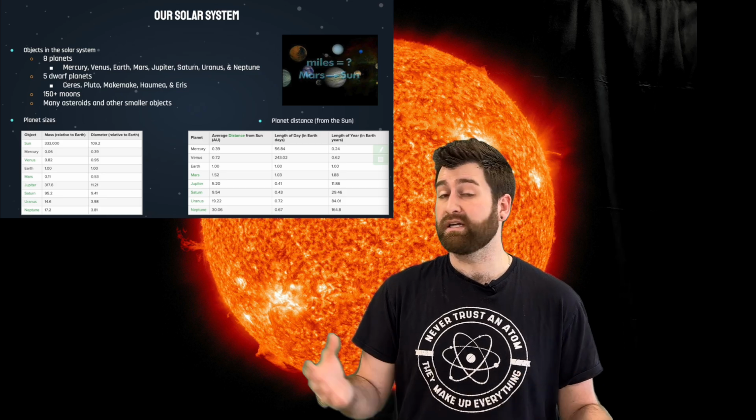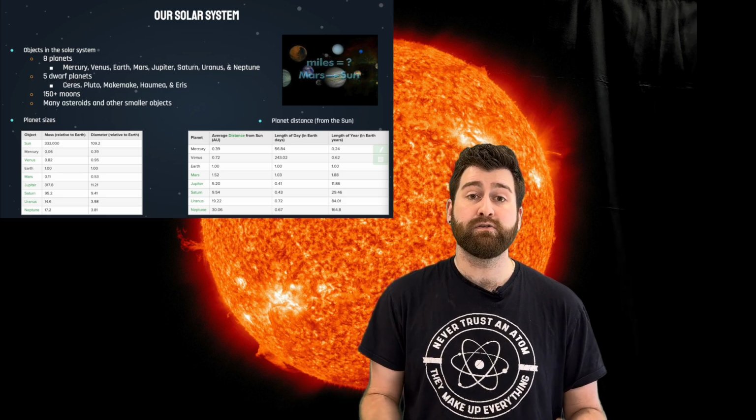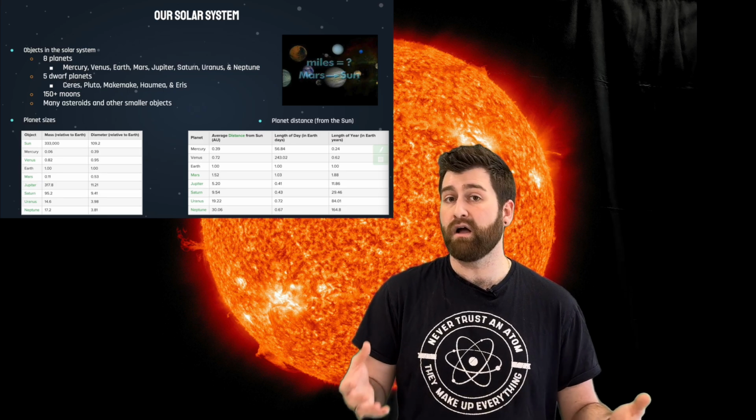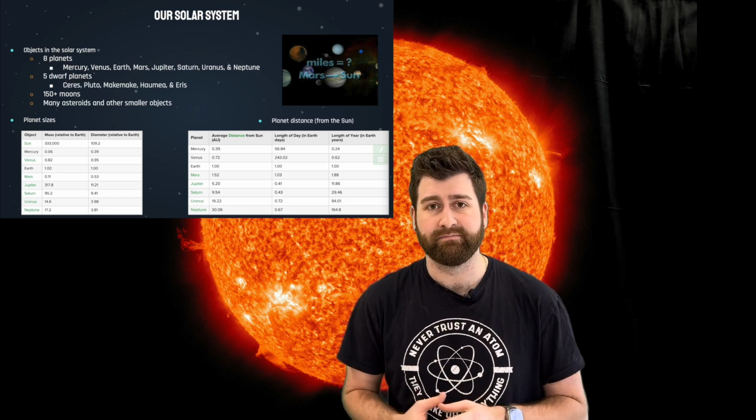Saturn is the famous ringed planet. Uranus is the sideways tilted planet. And Neptune is the farthest planet from the sun, known for its deep blue color. Now you might be saying, Mr. Morgan, what about Pluto? Hold on a second.